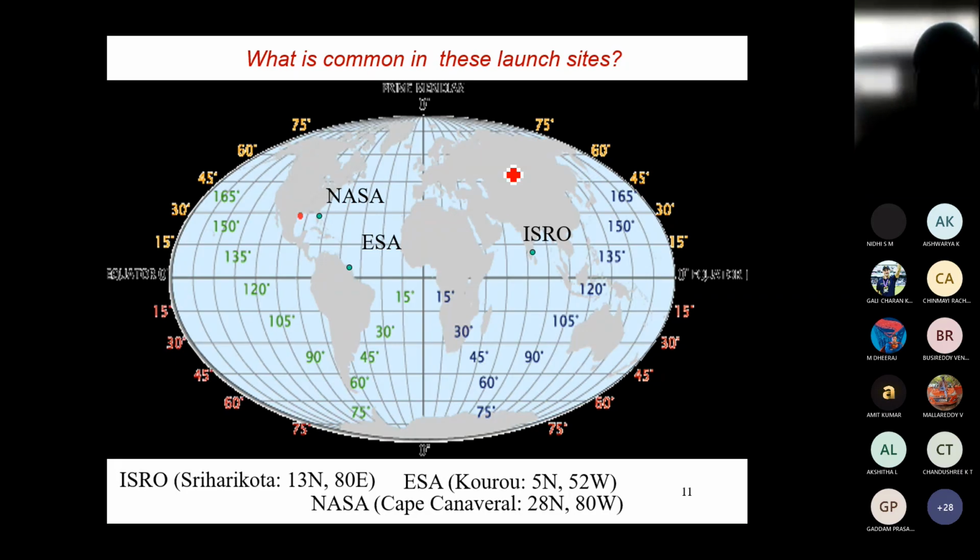So what is the commonality? Means how we can decide at what point we should launch the satellite? Why are we launching the satellite at Sriharikota? Why is ISRO launching from Sriharikota?